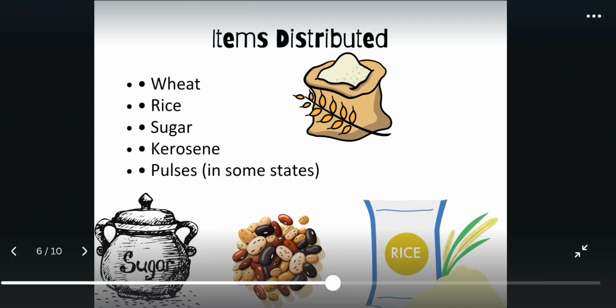Then kerosene is for cooking and lighting, especially in rural areas where they still make use of kerosene for cooking and lighting. And then in some states, you would find that they get pulses, salt, edible oil. These kinds of things are also given to them just to make their life easier.